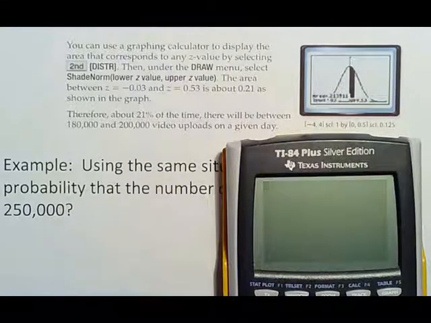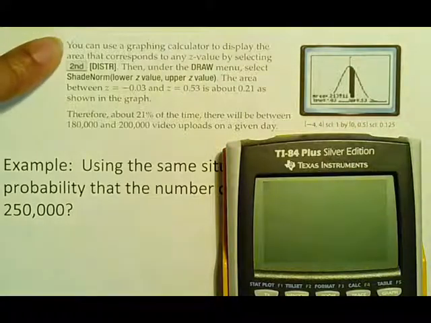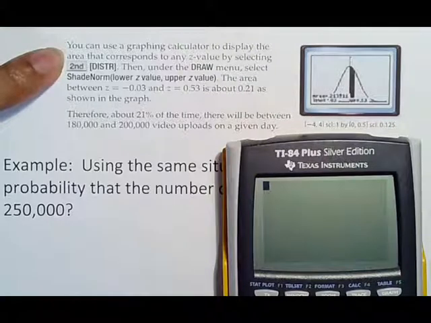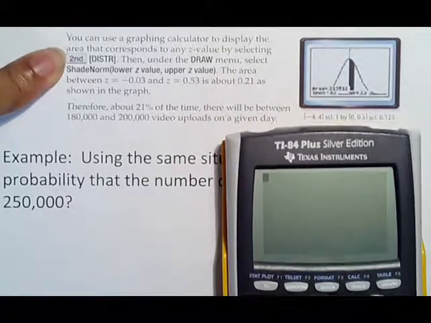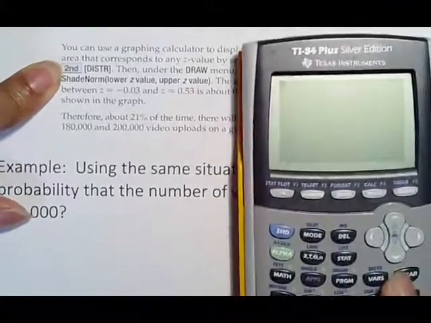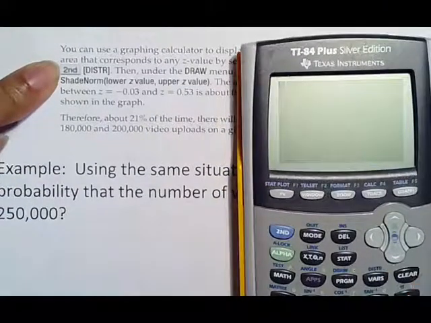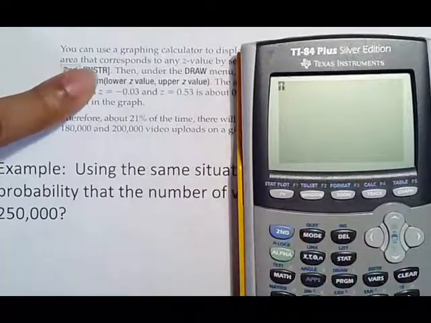And this is from a problem that I got out of the book. It says you can use a graphing calculator to display the area that corresponds to any z-value by selecting... so let's go ahead and follow these directions. It says do second, which I'll do.